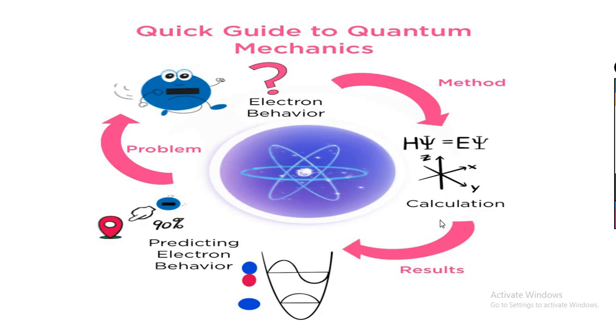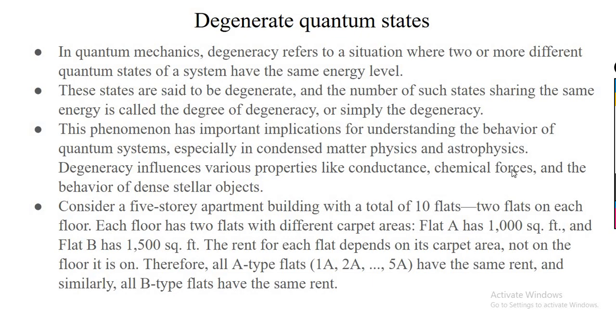So in quantum mechanics, the solution of the Schrodinger equation is a very important one. This basically gives you the energy of the state. Now, a very important concept in quantum mechanics is degeneracy. It refers to a situation where two or more different quantum states of the system have the same energy level.